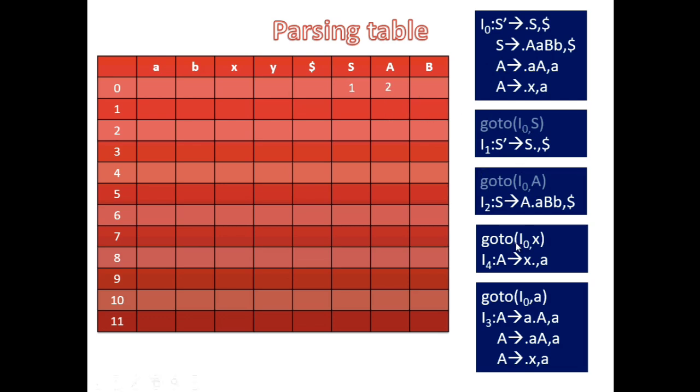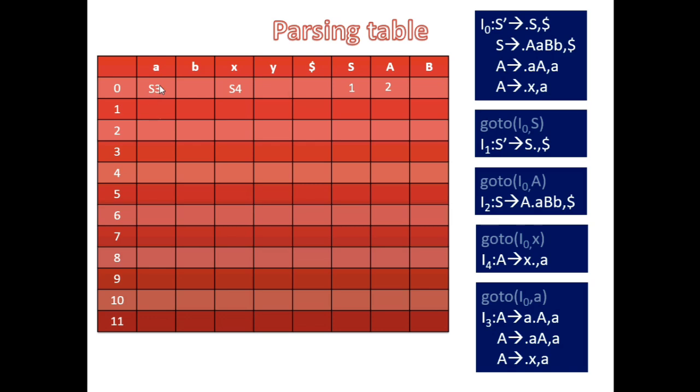Next is I0, X. I0, X is a terminal. So since it is a terminal, it goes to I4, and we write it under X. In I0, X, we write it as S4. S4 means shift 4. Now next we go to I0, a. A is a terminal. It goes to I3. So in I0, a, we write it as S3. So that's about item set 0.